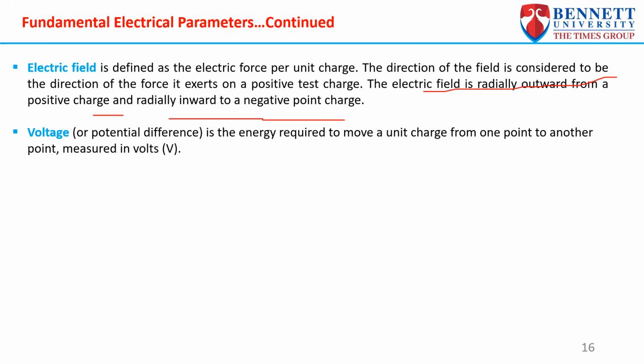Based on that, there is another property called voltage or potential difference. It is the amount of work done in moving a charge from one point to another point. We measure the potential difference or voltage in volts. So V is given by dW by dq.